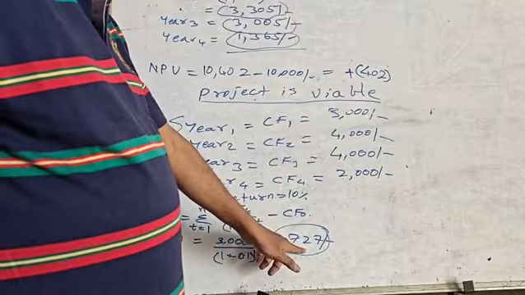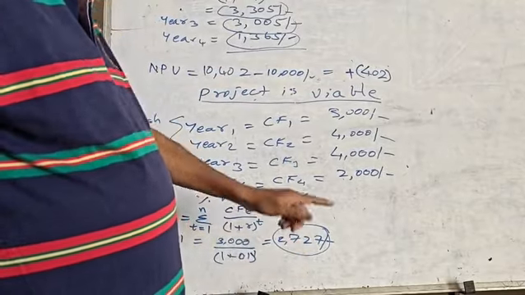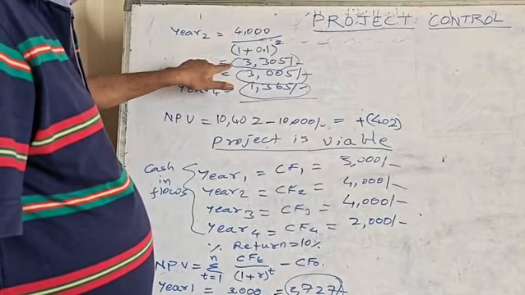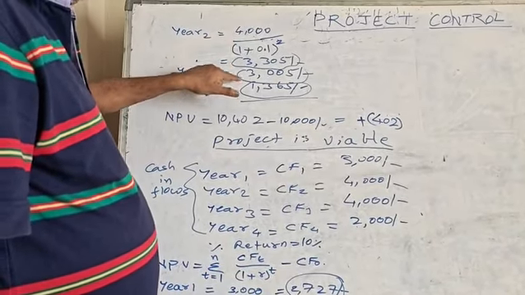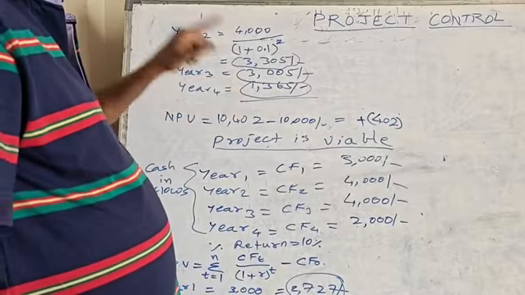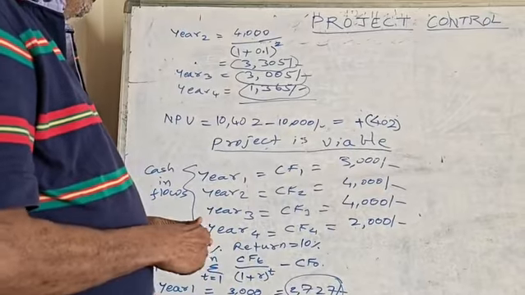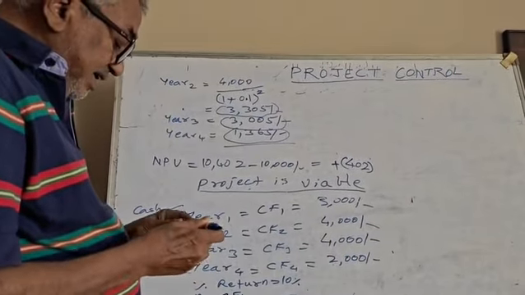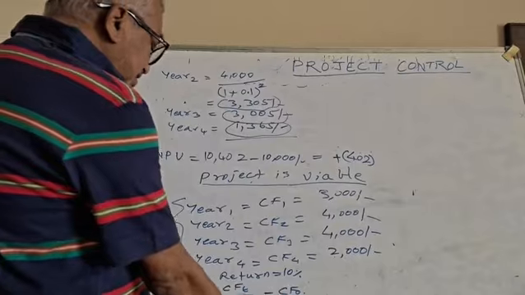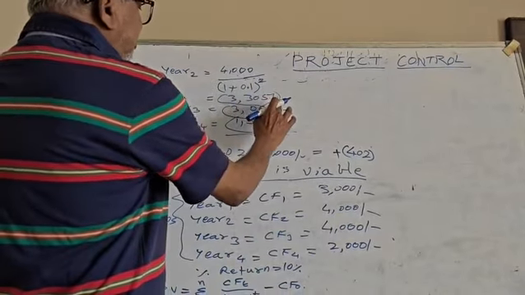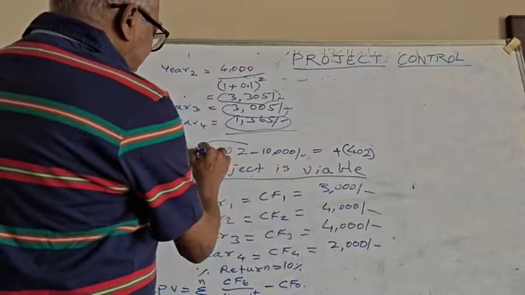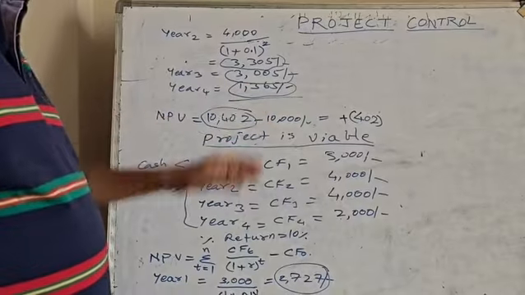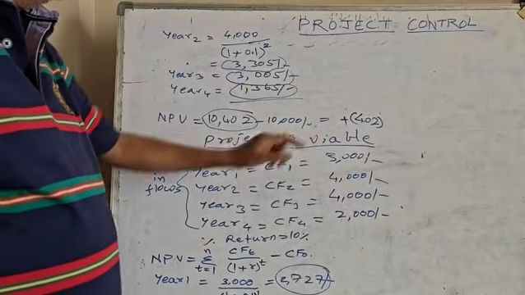This is called the NPV value at the end of year 1. This is the NPV value at year 2. This is the NPV value at year 3. This is the NPV value at year 4. Now all these NPV values have to be added. When you add all these 4 values, this plus this plus this plus this, you get this. If this value is more than 10,000, that is the actually invested amount, then only the project is viable.